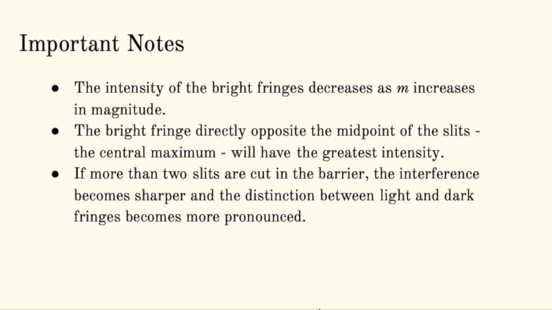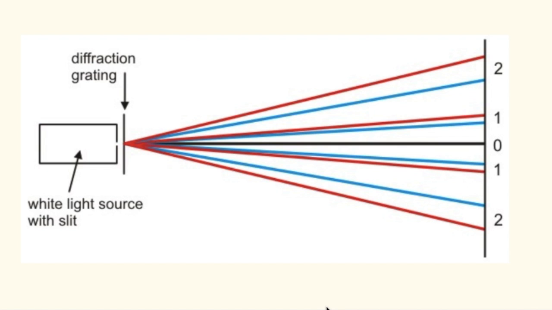If more than two slits are cut in the barrier, the interference becomes sharper and the distinction between light and dark fringes becomes more pronounced. In fact, diffraction gratings are used precisely for this purpose. They contain thousands of tiny slits per centimeter, and as a result, when the light flows through, it creates varying light colors, which is quite magnificent. But that's a video for another day.